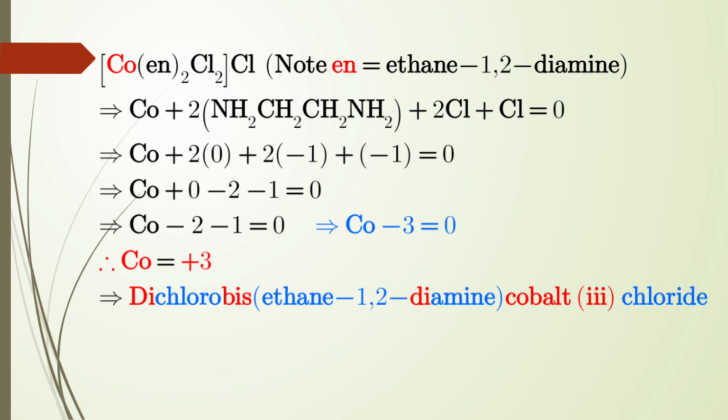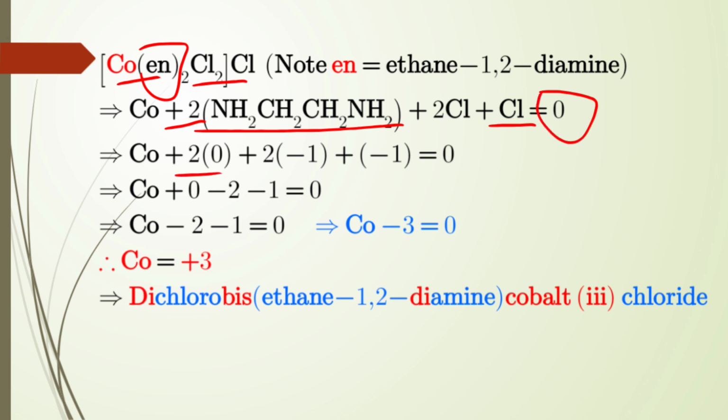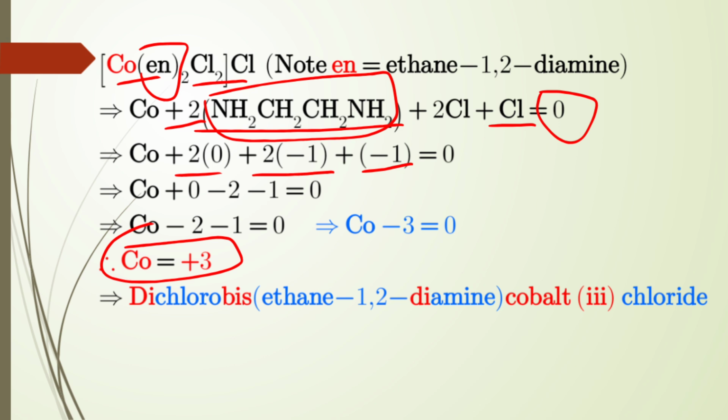Finally, we have this compound. In this compound, we are to name it. To name this compound, we have to find the oxidation number of the central metal atom. But before then, remember, en equals ethane-1,2-diamine. Do you understand this? Yes. This is its condensed formula. So now we have Co plus en, which has 2, into 0, then plus 2 Cl, equals 0, because this compound is neutral. So Co plus 2 into 0 plus 2 into minus 1, chlorine is minus 1, equals 0. Calculating everything, cobalt is plus 3. Do you understand this?